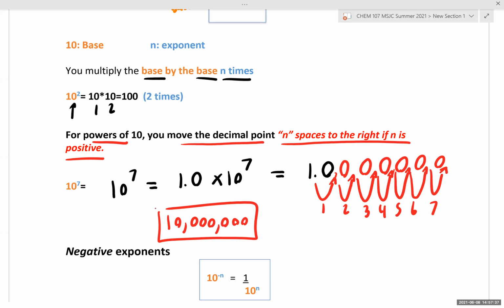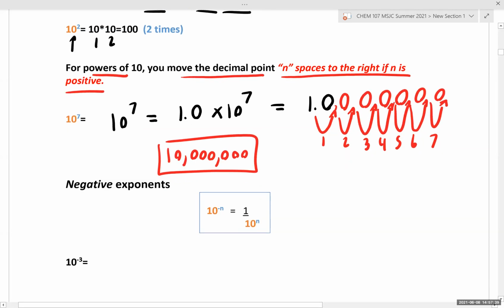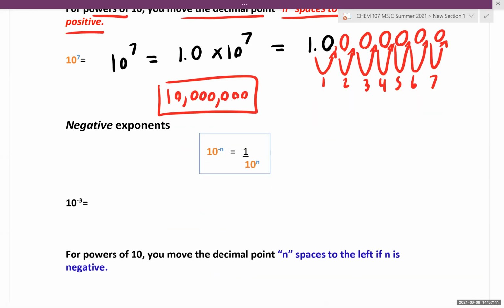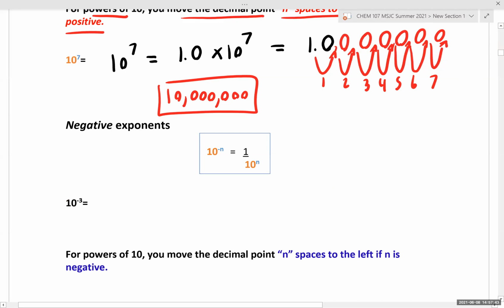Okay, so let's talk about negative exponents, and this is important. We can write negative exponents as dividing by a positive exponent. You can move any exponent from the numerator to the denominator just by changing the sign. So 10 to the negative third is the same as writing 1 over 10 to the third. In other words, 1 over 1,000, which is 0.001.